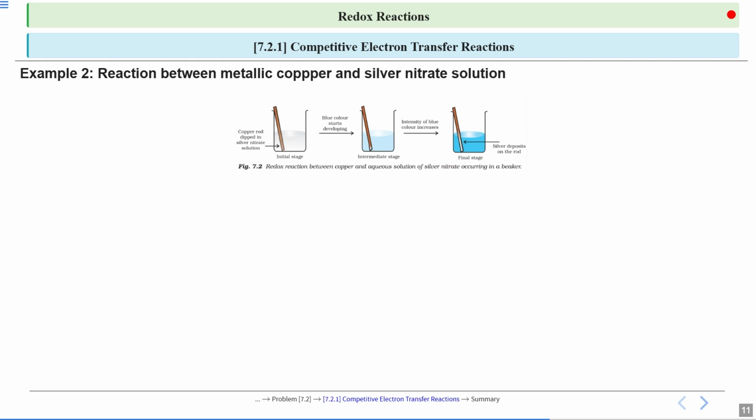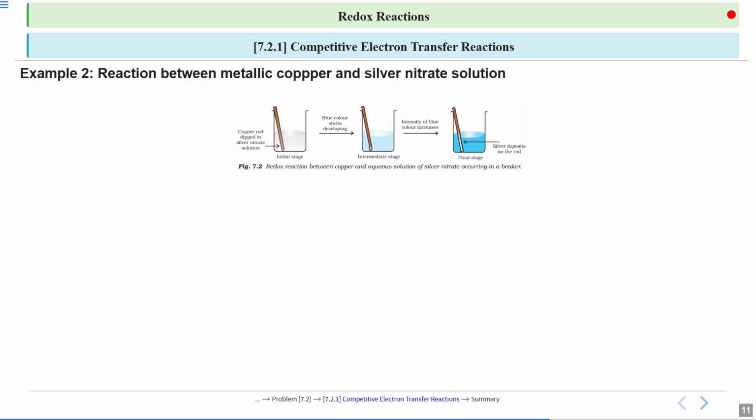In example 1 and example 2, we know the colors of the solutions. The copper rod, which is of brownish color, is being dipped in the silver nitrate solution, which does not have such a color; it is more like a clear solution. When the copper rod and silver nitrate solution are placed together for some time, you will observe that a blue color starts to develop in the solution.